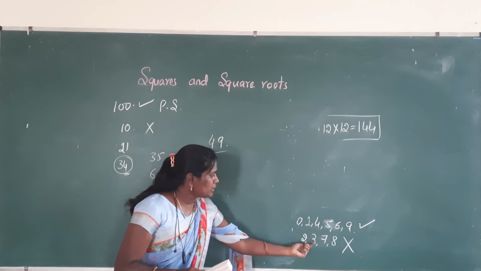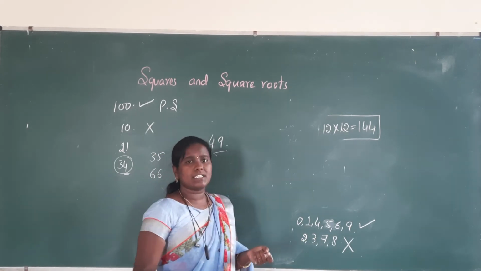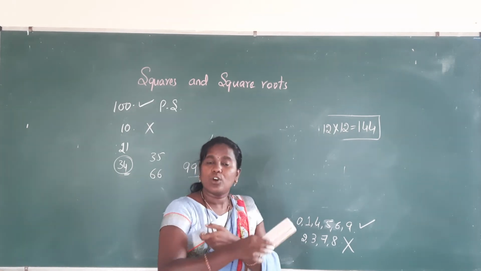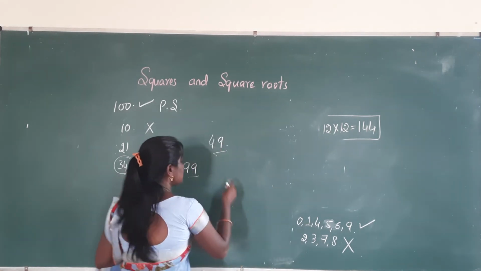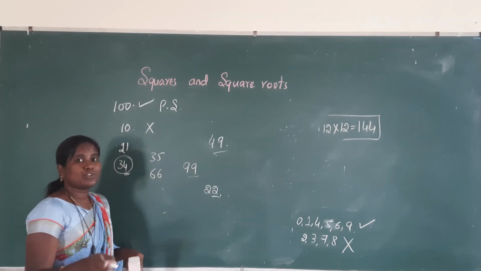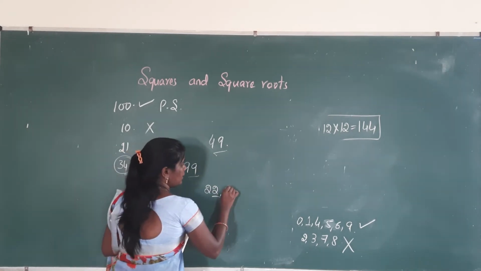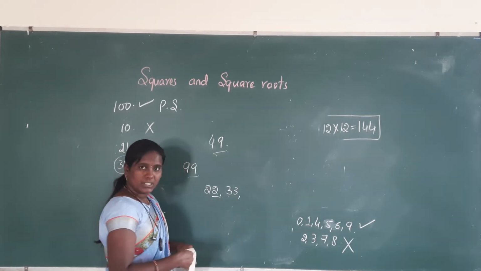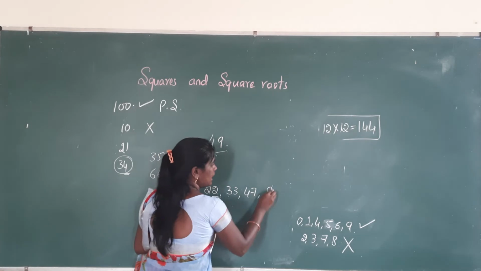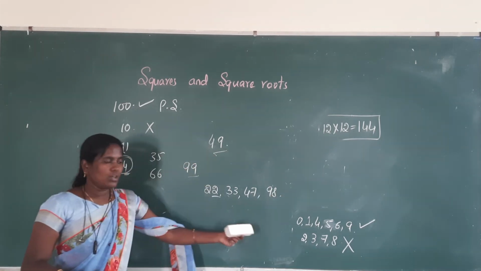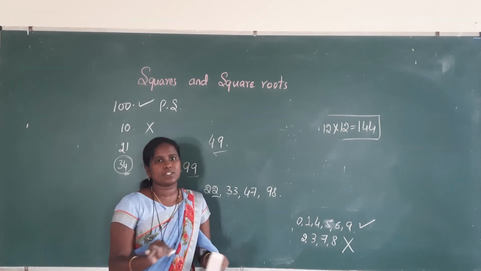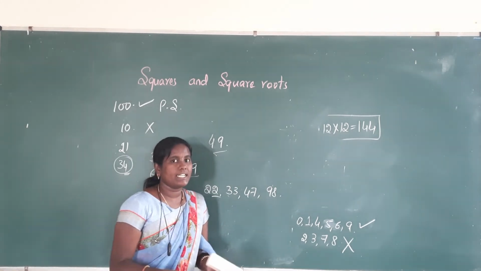And then 2, 3, 7, 8. The numbers which end with 2, 3, 7, 8 are not at all perfect squares. If you take 22, it ends with 2, and 22 is not a perfect square. Then 33, 47, and 98. All these end with 2, 3, 7 and 8. Therefore, these are not perfect squares. Are you getting it?